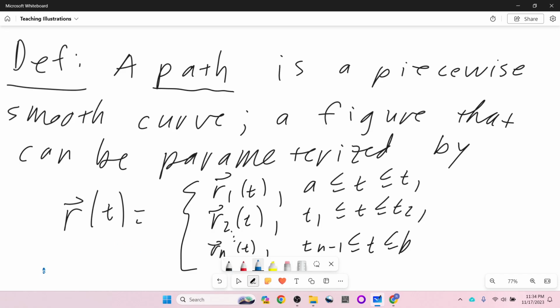So that's saying if we have a point A and a point B, we can have a first path R1, then another path R2, and another path R3, and so on until eventually we end up at the nth path Rn, which closes us off.